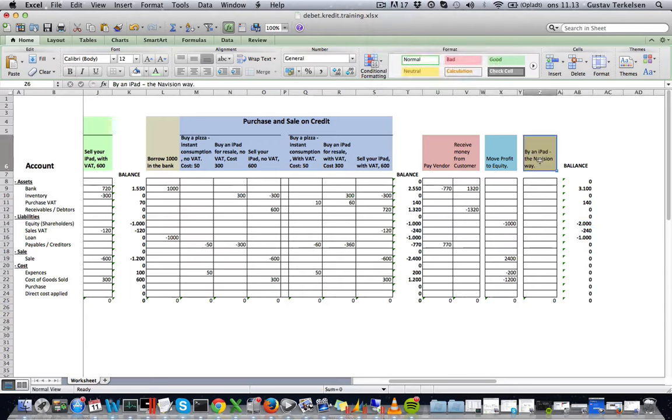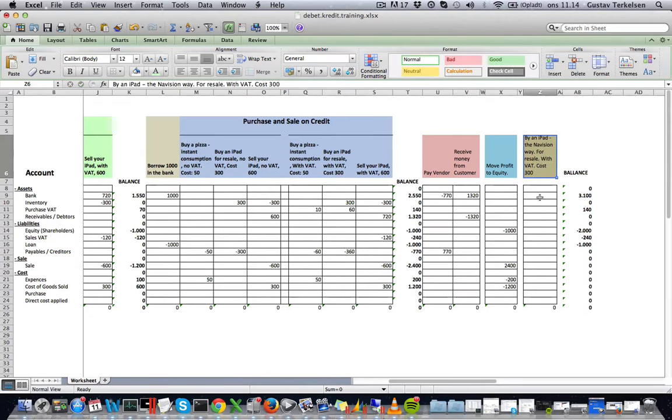So the final transaction that I've put in here is to buy an iPad the Navision way, because it's slightly different from when we looked at it over here, but we really had to go through these steps in order to understand this the way that Nav does it. So the scenario is really the same. We're buying an iPad, and it's for resale. It's with VAT, and it costs $300, like this.